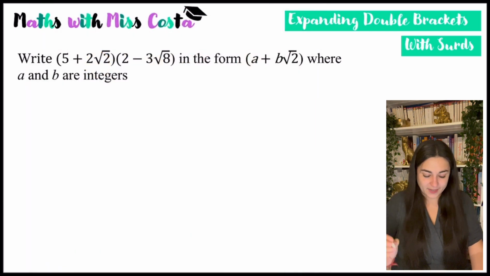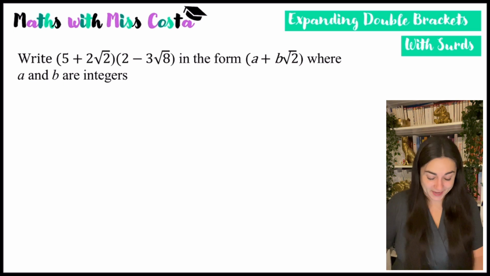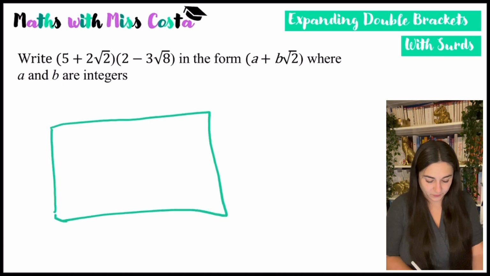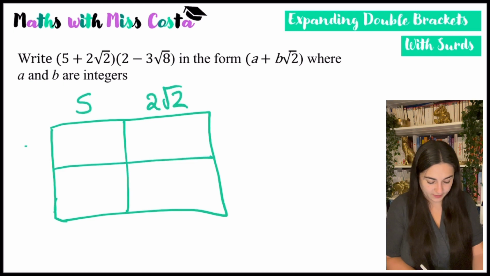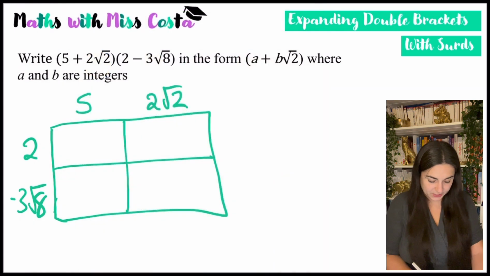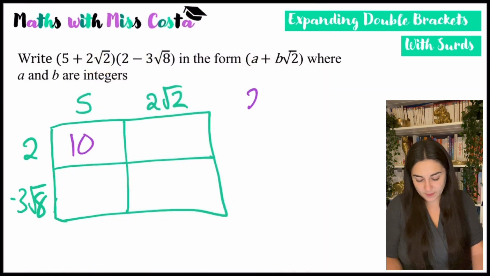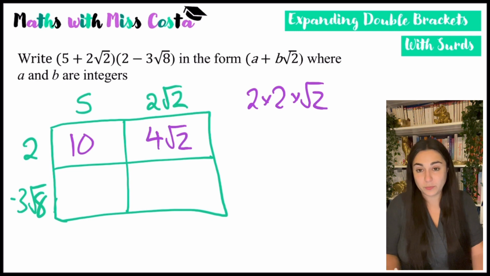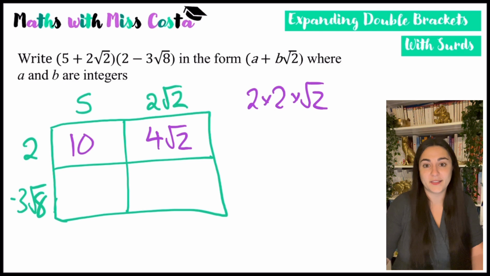Okay, so this is where a grid is going to come in super, super handy, because a lot of stuff is going on here. So 5 and 2 root 2 at the top, and 2 take negative 3 root 8 over here. So 5 times 2 is 10. 2 times root 2 is going to give you 4 root 2. Remember, always break it down and write it out if you've forgotten, or if you're just like, oh, I don't know what to do. Just write it out, break it down to its simplest form, and then simplify as much as you can.